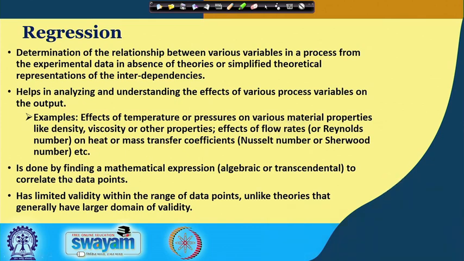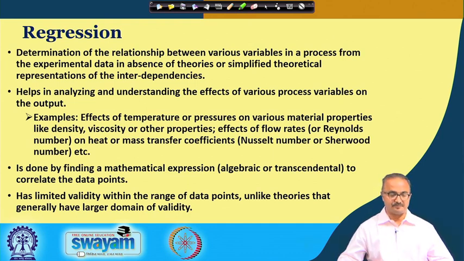Now, this regression is generally done by finding some mathematical expression to correlate the data points. These mathematical expressions could be algebraic expressions. For example, we can have a linear expression, a quadratic expression, or some polynomial, or they could be transcendental. Transcendental means it could be, say, exponential, logarithmic, or hyperbolic. All these kinds of expressions are called transcendental. So, we can have either algebraic expressions or transcendental expressions to correlate these data.